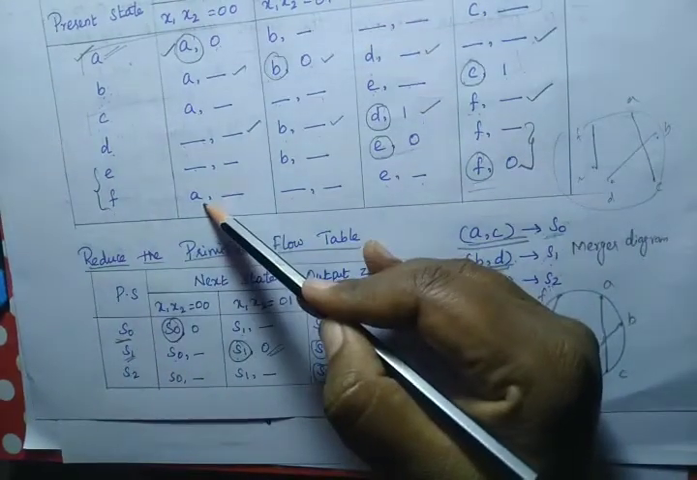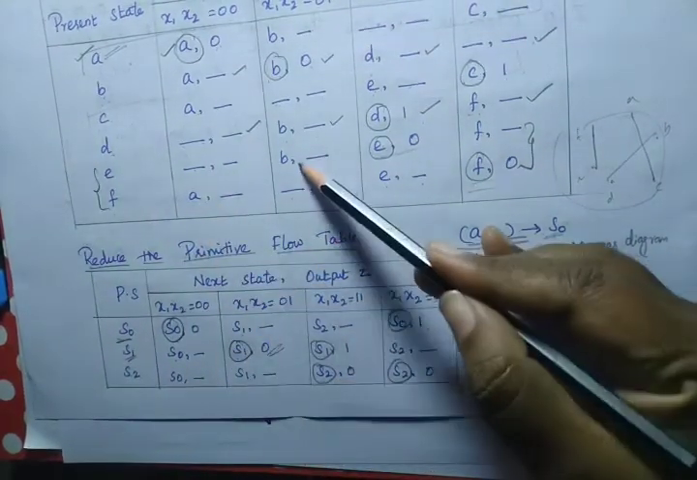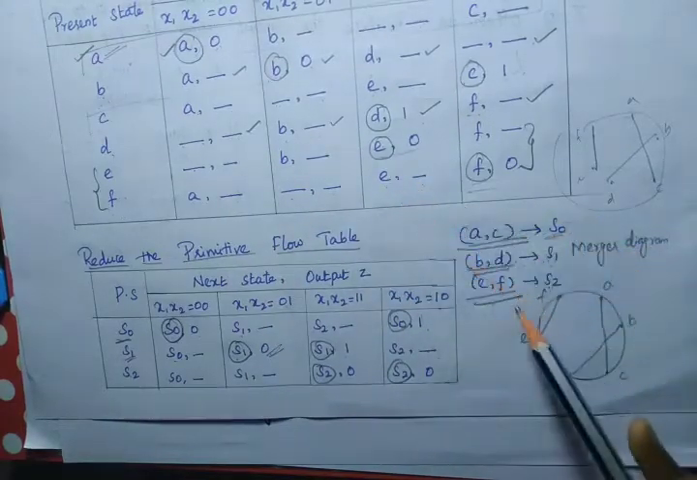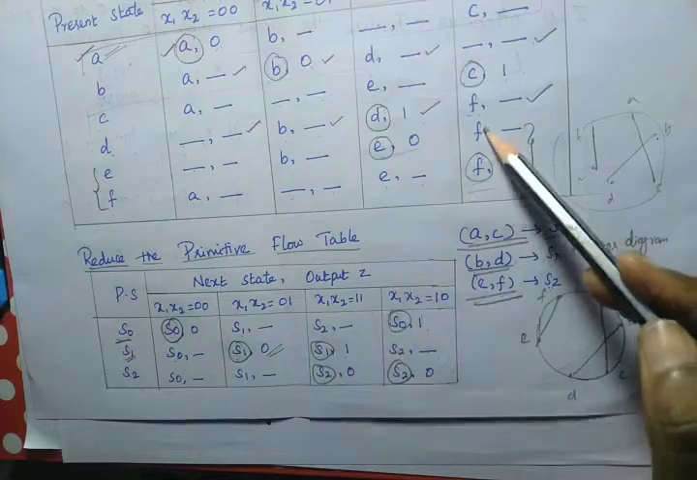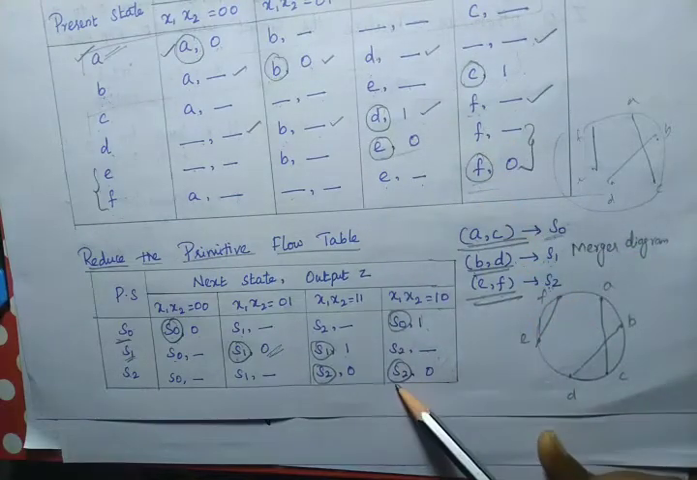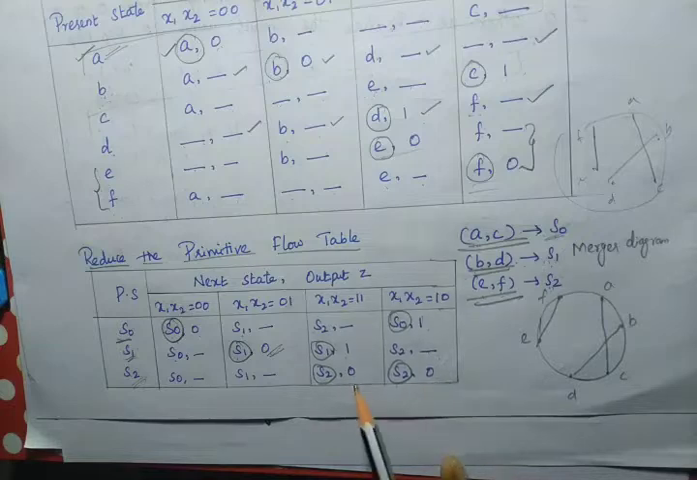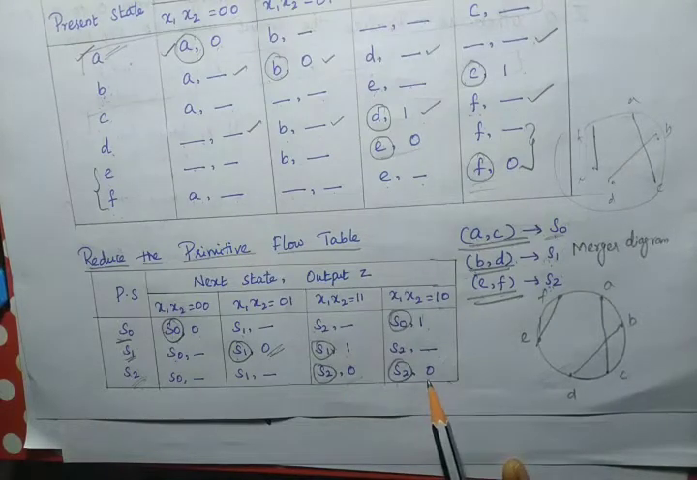Now let us move on to the S2, E and F. Check here, here we have A, that is S0. B, S1, because B is S1. Here E. So E is S2. Next F. F is S2. Since it is S2 here, we have to write only the output for this S2. So we have written the outputs.